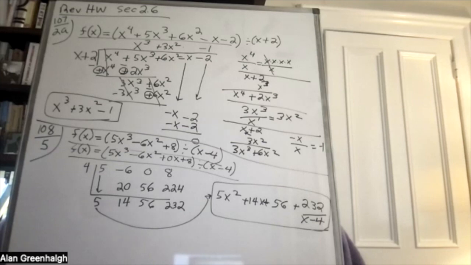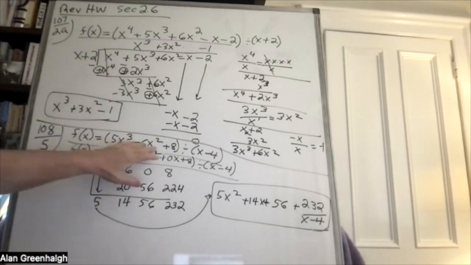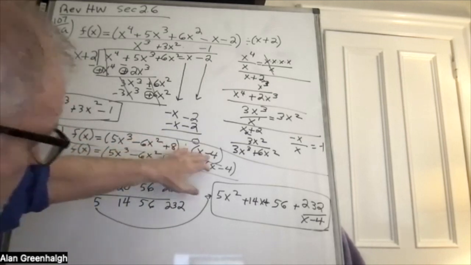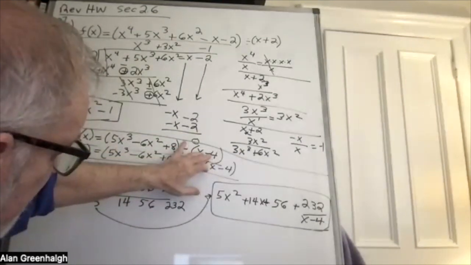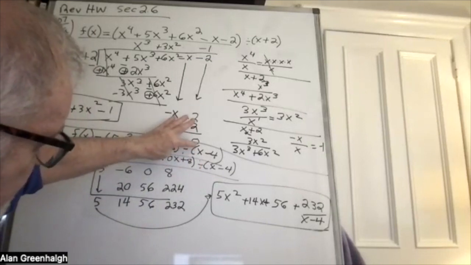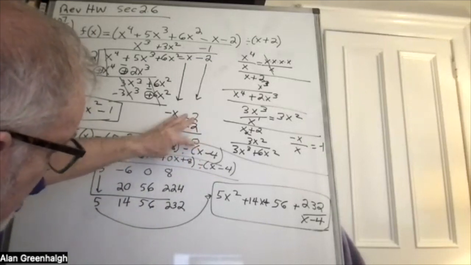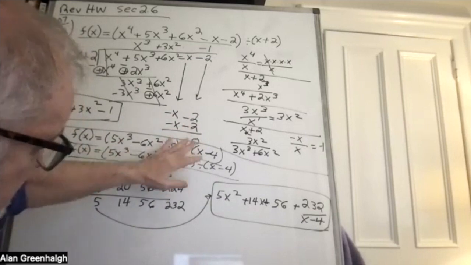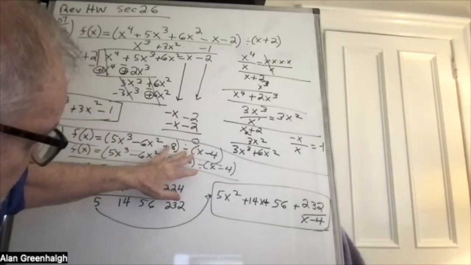So when there's an x, there can be a remainder. Yeah, there can always be a remainder. It can always work out. If they're telling us to divide a polynomial by a binomial, it's got to have an exponent of 1 and a coefficient of 1 in order to use synthetic division.